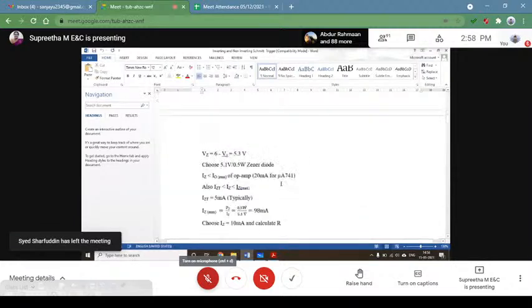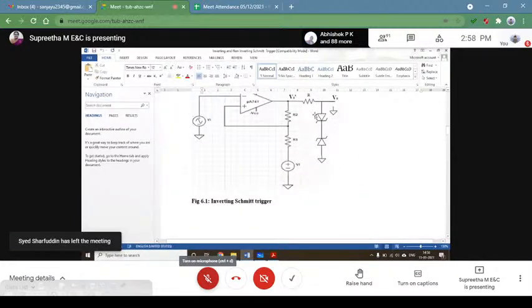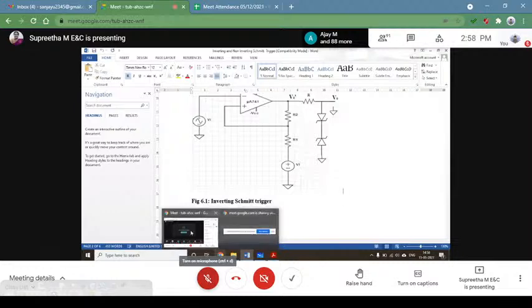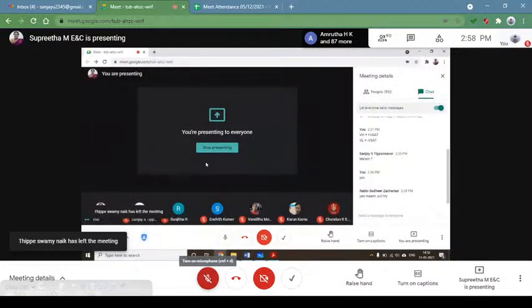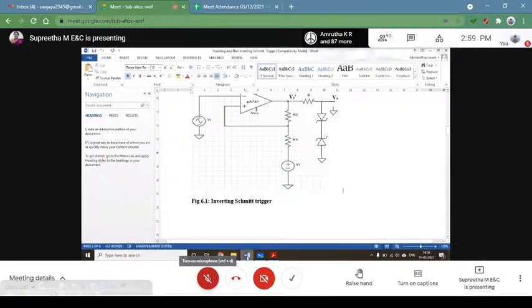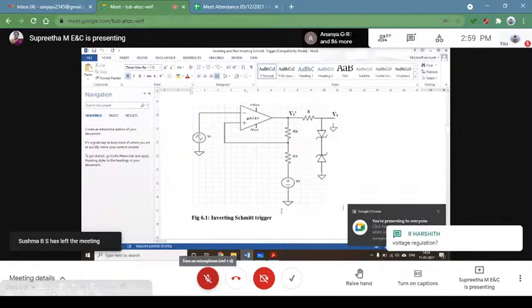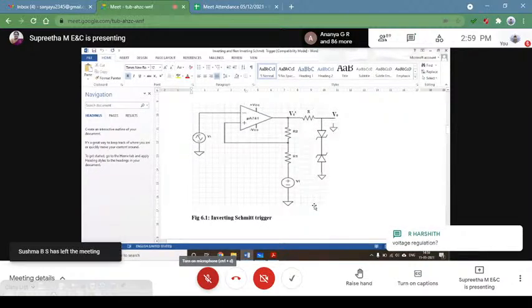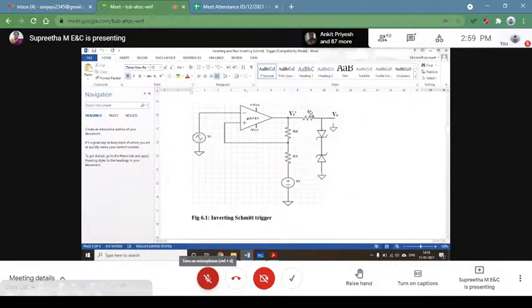Now I'll give you an important task. Can you tell me what is the role of these Zener diodes in the circuit over here? Voltage regulator. It is used to limit the voltage based on what is R and D naught. Okay? Is it clear?